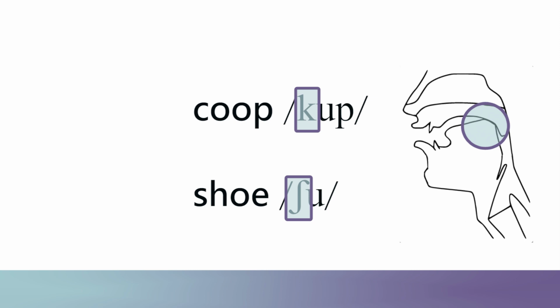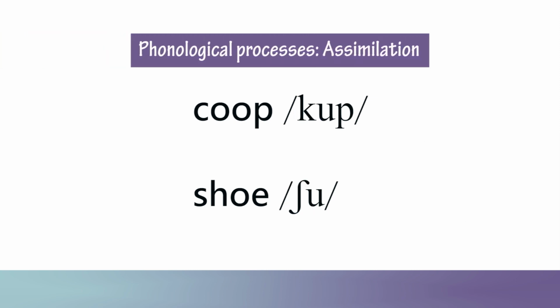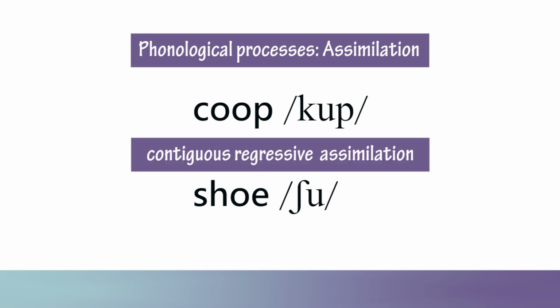In other words, if you refer to my videos on assimilation, here we have an assimilation of ka to the following vowel u. Therefore, because the direction of assimilation is flowing backwards from u, it's a regressive assimilation. And because the sounds are next to each other, they're adjacent, it's a process of contiguous regressive assimilation.